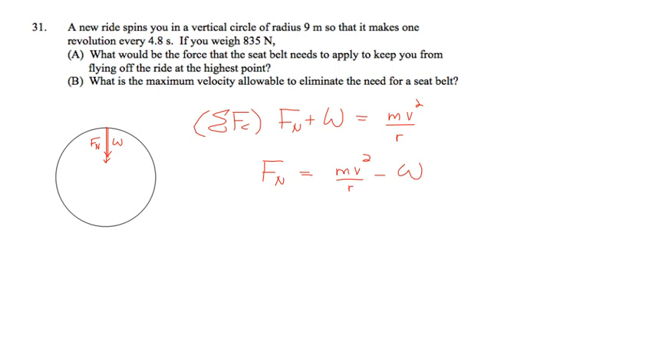So now all I need to do is use my equation as a checklist to see what I know and what I still need to calculate. The mass is not given, so I am going to use the weight to get the mass. The radius is given. It's given as 9 meters. And they didn't give me the v, but they told me it makes one revolution every 4.8 seconds, so I'm going to get the v from that. So I have a couple things that I'm going to have to solve for so that I can plug into this equation right here. So I need to get the mass. So the mass is going to be W over g. So the weight is 835 newtons.